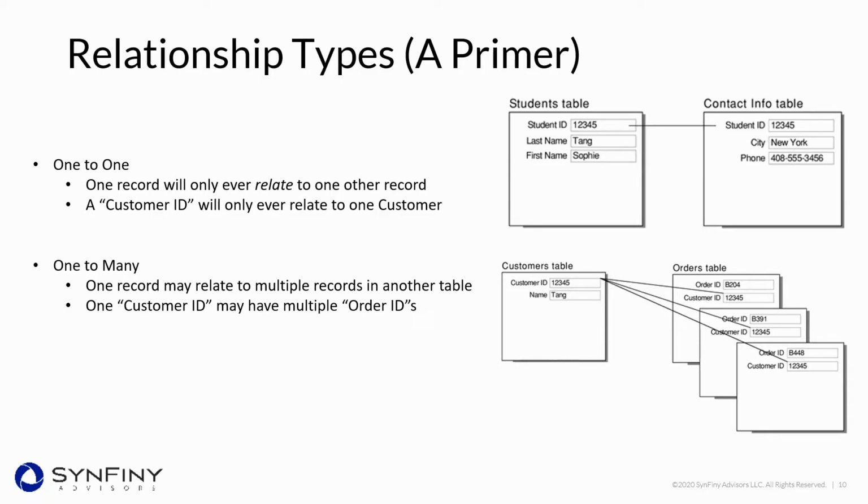The next relationship type we're going to talk about is the one-to-many relationship. And this is one table having multiple entries in other tables. Now, again, we have the same example here. One customer, Sophie Tang, can have multiple orders. For example, Sophie might have bought multiple things from eBay or multiple things from Amazon or whatever.